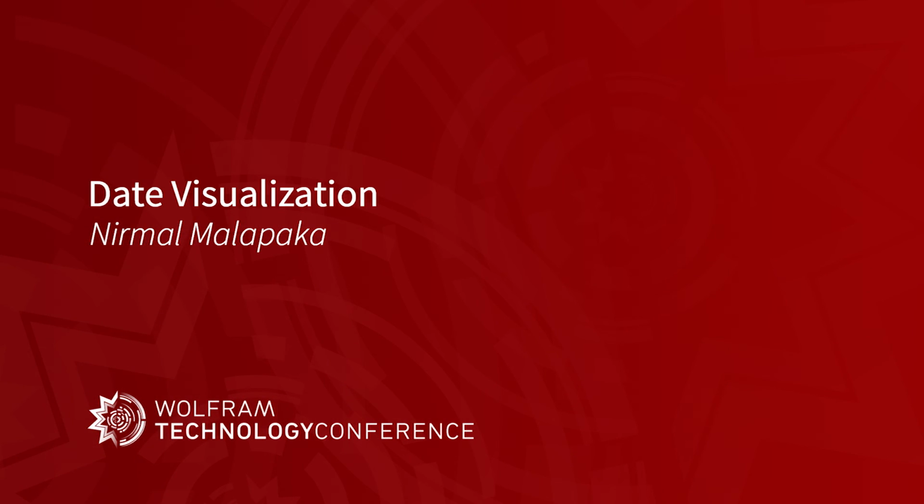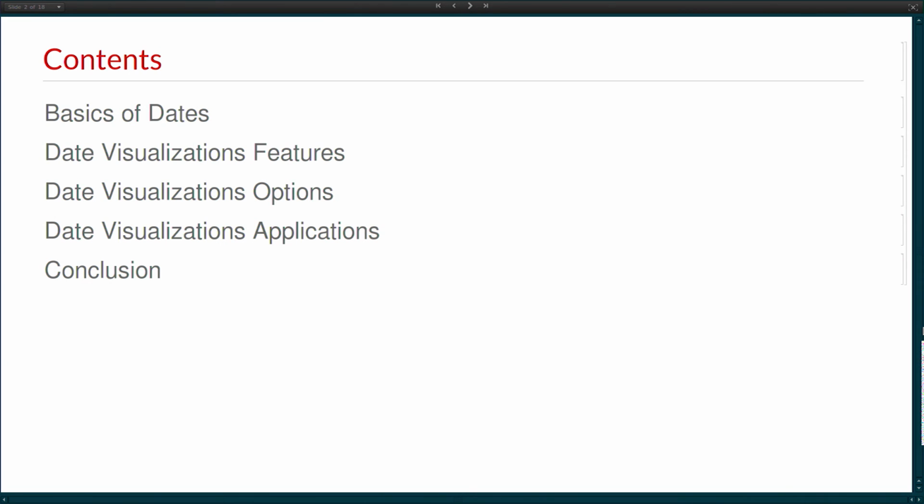Before I get started, let me give you a brief overview of what I'm going to be talking about. I'll be talking about the very basics of representing dates in the Wolfram language. There is a lot of functionality around working with dates in the Wolfram language. Most of it is going to be out of the scope of this talk. What I will be dealing with is the interaction between the different date representations and the visualization functions. So we'll take a look at a few date plots and how they visualize data.